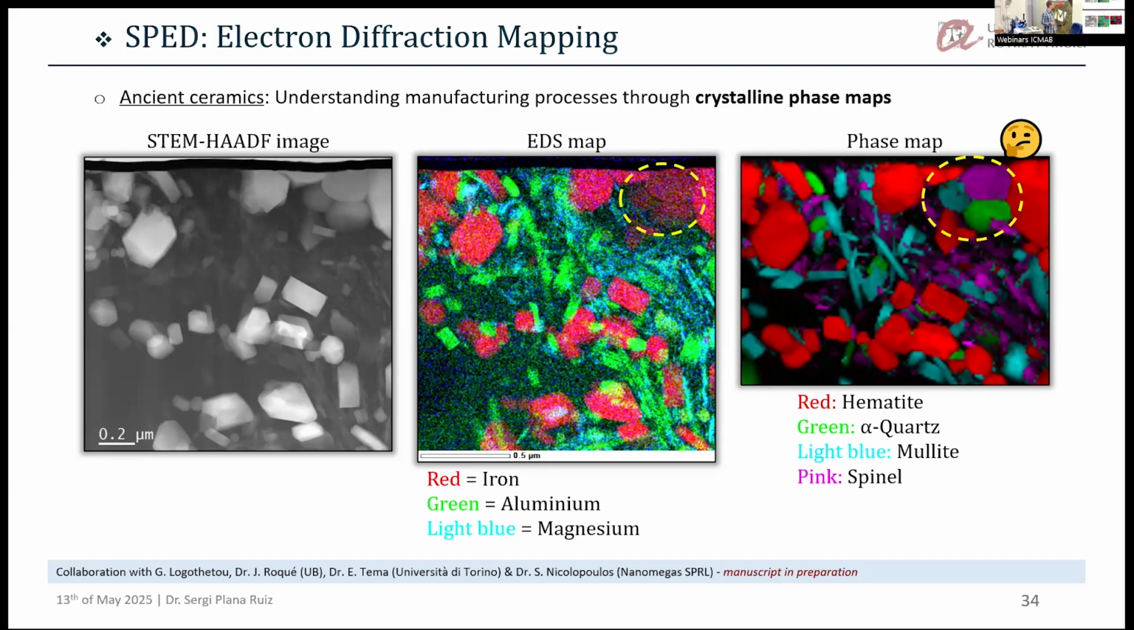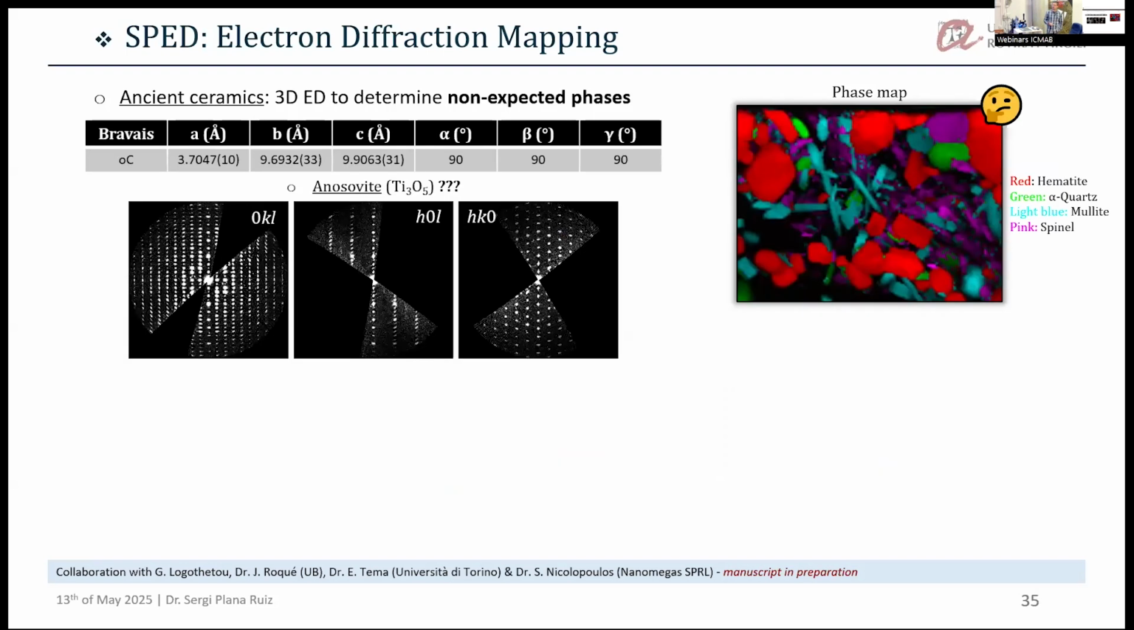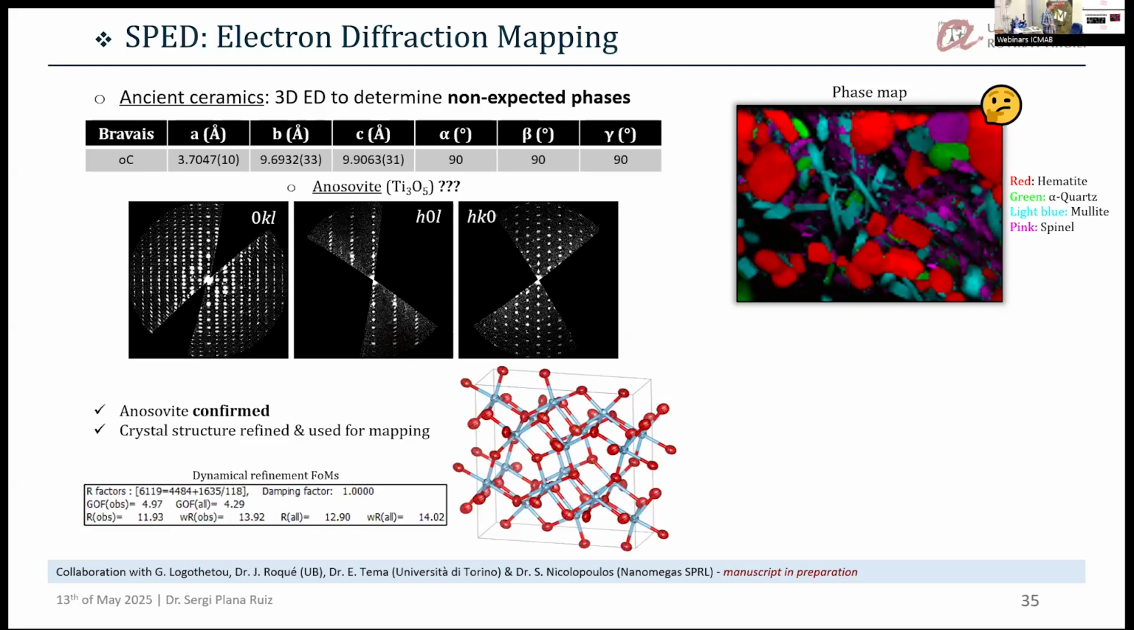So what do we do here? We do 3D ED, so we will know for sure which crystal structure belongs to this particular crystal. We did that, and from the analysis of the Bravais lattice, as well as the different sections and the symmetries, we could intuitively say that maybe it's anosovite. It's a titanium oxide that is produced at very high temperatures.